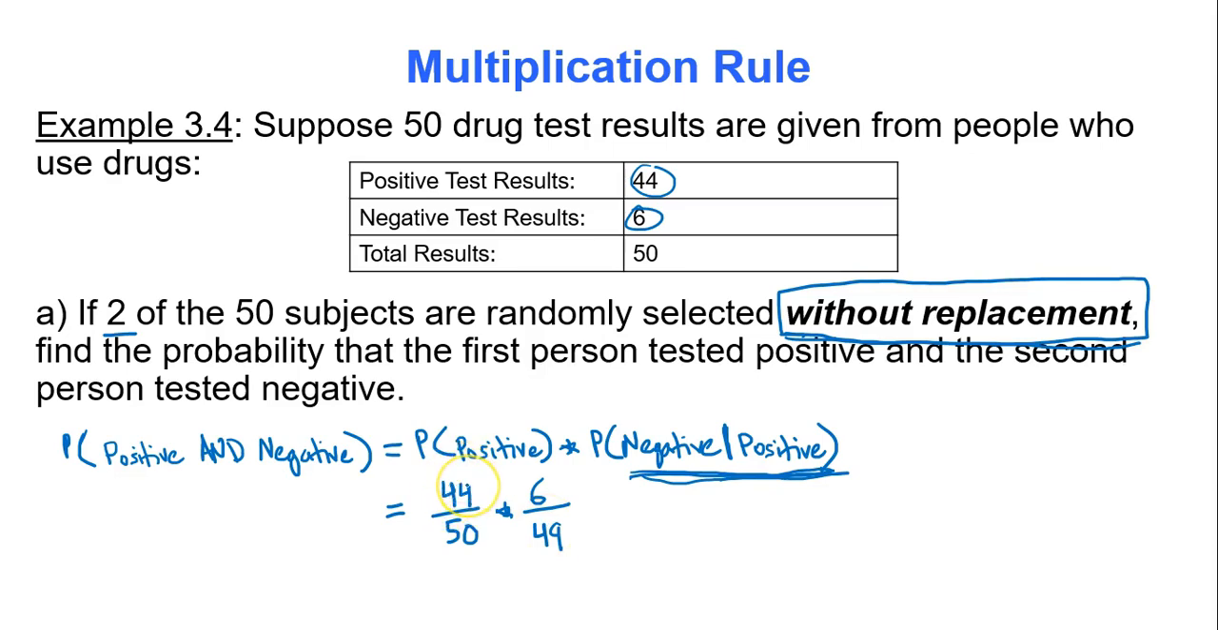All right, so now what's going to happen is we are going to literally multiply these two fractions together. That means 44 times 6, which will give you 264. And then you have 50 times 49, which is 2450. So as a decimal to three places, that's 0.108. So that's an example of using the multiplication rule. The probability of the second event or second trial was altered slightly because of what happened in the first. That's where the 49 came from.